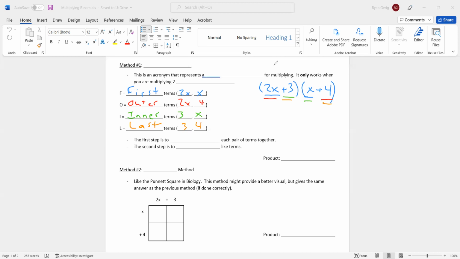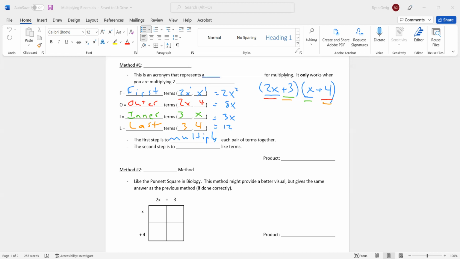Now, I have referenced it a couple times. Switch back to blue here. The first step is to multiply each of those pairs of terms together. So I'm going to go ahead and do that. 2x times x. Remember, when you multiply, the exponents can change. So that's 2x to the first, x to the first. That's going to be 2x squared. The outer terms, 2x times 4, that's just 8x. 3 times x is just 3x. And then 3 times 4, 12.